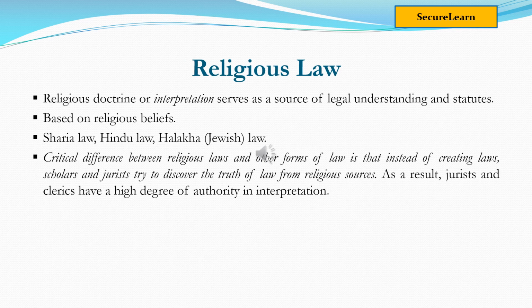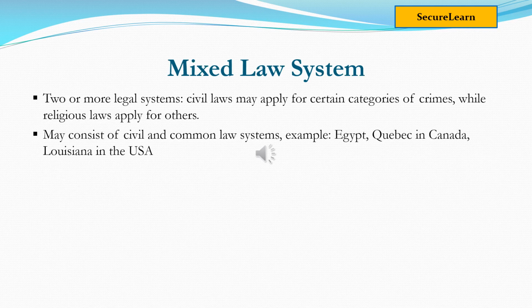There are many types of religious laws: Sharia law, Hindu law, and Halakha or Jewish law. The primary difference between other forms of law and religious laws is that in the case of the former, human beings create the laws. In religious laws, on the other hand, religious scholars and jurists refer to the religious sources for guidance in an attempt to discover the truth. As a result, jurists and clerics have a high degree of authority in interpretation. Sometimes two legal systems may coexist.